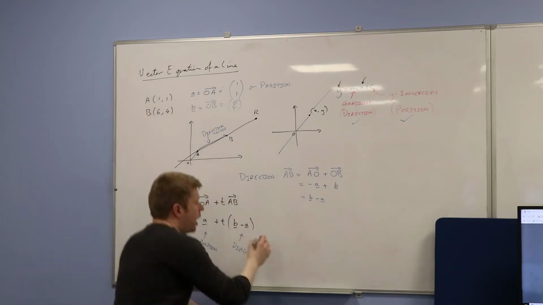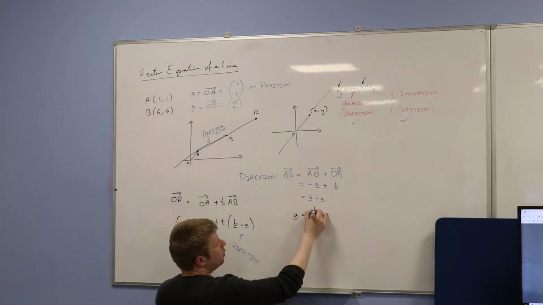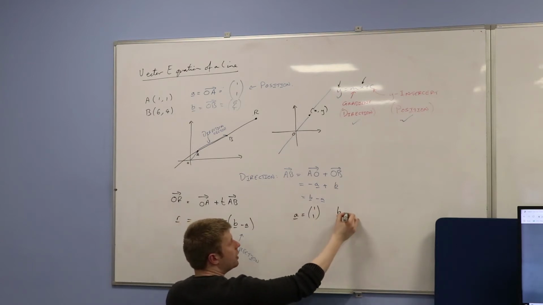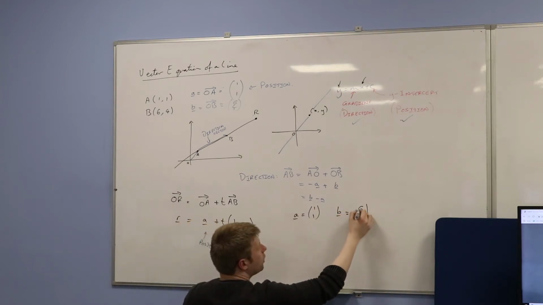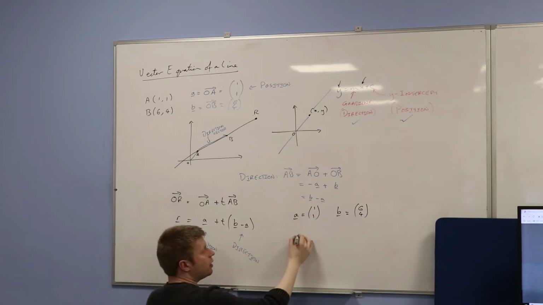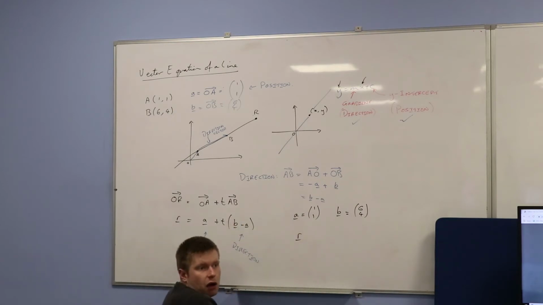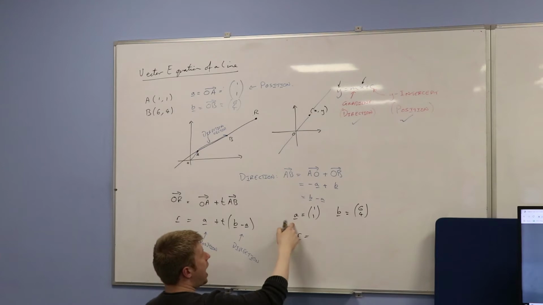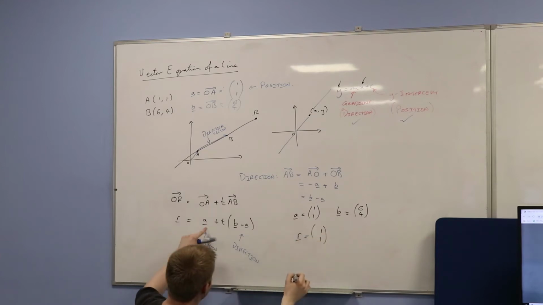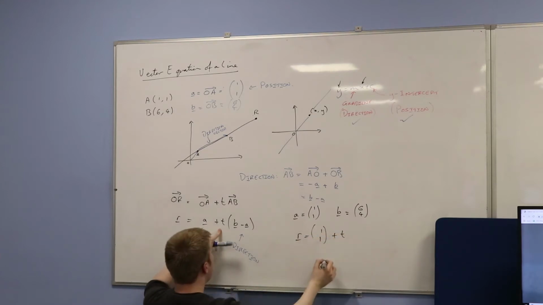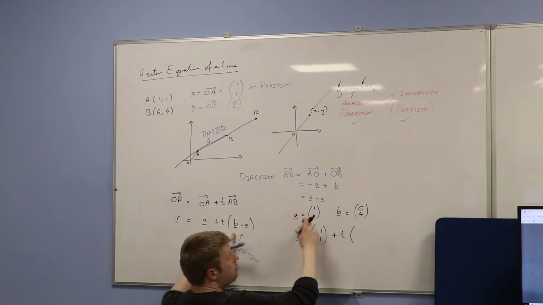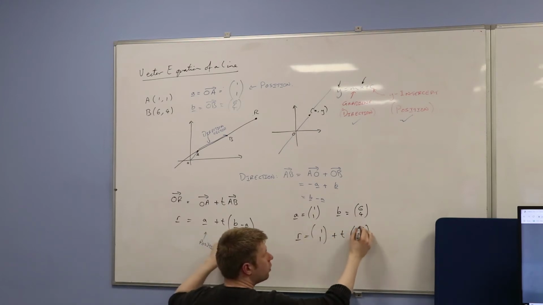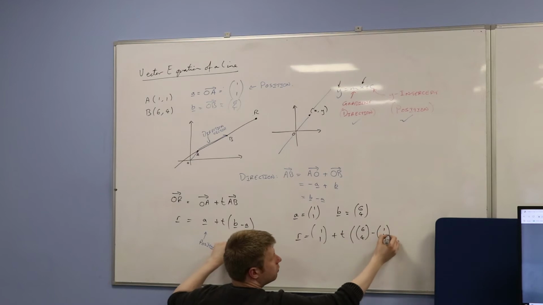Okay? So I know that A is equal to, I'll write it down here again, (1, 1). I know that B is equal to (6, 4). So therefore, using this idea, any general point along this line, R, is going to be A, which is (1, 1), so A, plus some multiple of B minus A. Well, B minus A is going to be (6, 4) minus (1, 1).